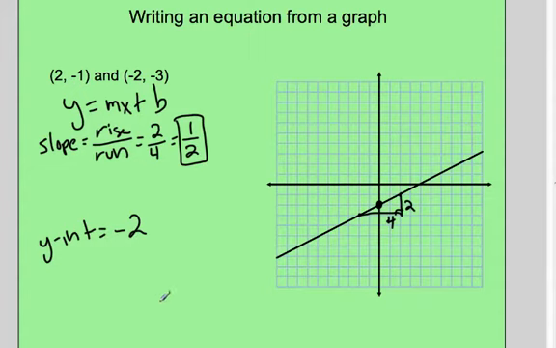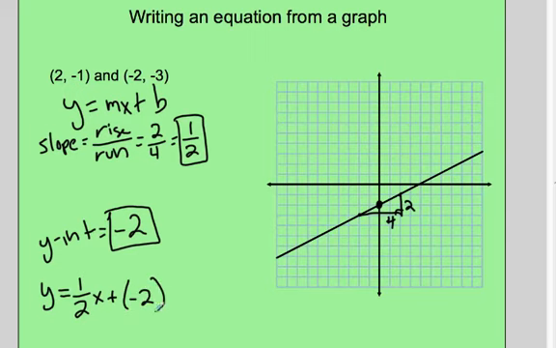Well, that's cool. Now we have our slope, we have our y-intercept, and what we want to do now is use our standard form, y equals mx plus b. M stands for slope, b stands for y-intercept. So the y is going to equal, I'm going to plug in 1/2 for my slope, because that's what we said our slope was. 1/2 x plus whatever b is. And in this case, our y-intercept is -2.